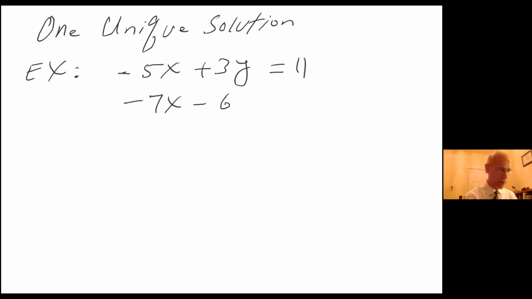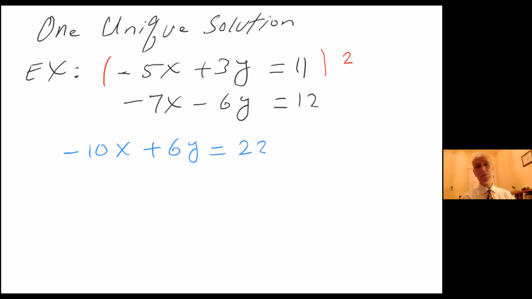minus 7x minus 6y equals, let's say, 12. And so I want to solve this by, say, addition method. I'm going to multiply the first one by 2, and that gives me now minus 10x plus 6y equals 22. And the second equation, I'm going to leave it untouched, minus 7x minus 6y equals 12.